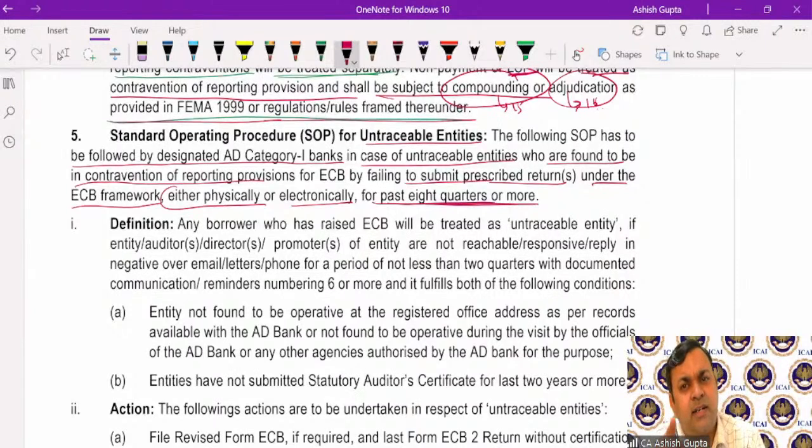Who are treated as untraceable entities? The companies, the entities who raise the money through ECBs, and they need to submit the return, but they did not submit within the last 8 quarters. Then only they are treated as untraceable entities.